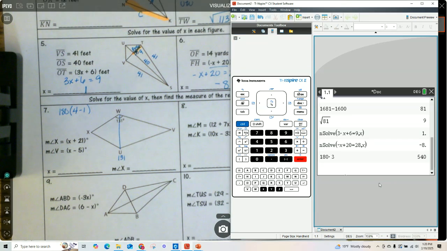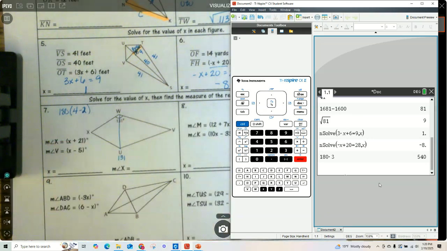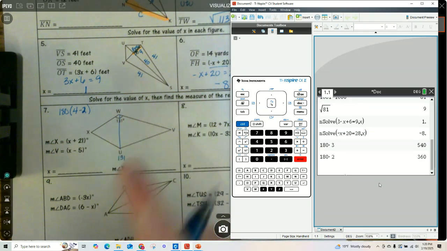Oh, that's not right. Where did the 1 come from? I don't know. But it's minus 2. It is minus 2. I'm sorry. So, any quadrilateral, any four-sided shape.